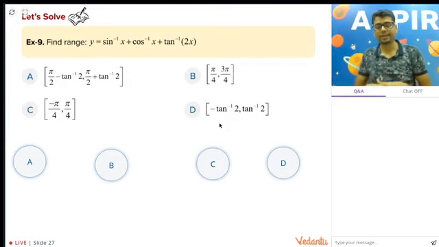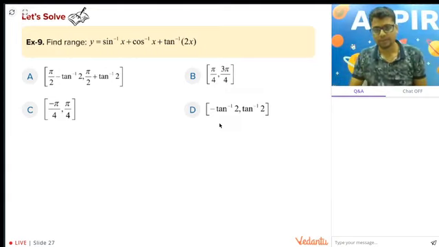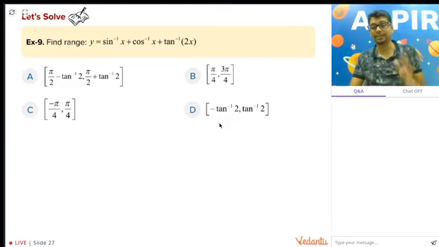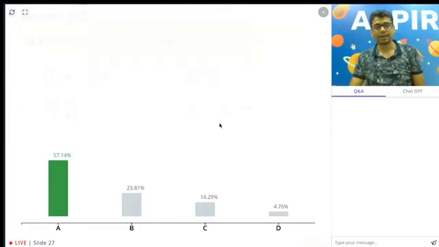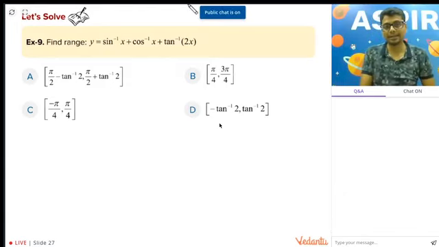All right, some 70% of you have participated. So let me give 15 seconds more. 15, 14, 13, 12, 11, 10, 9, 8, 7, 6, 5, 4, 3, 2, 1. So good, roughly 88% participated till now, and 57% of you roughly got it right. Let's now discuss it.